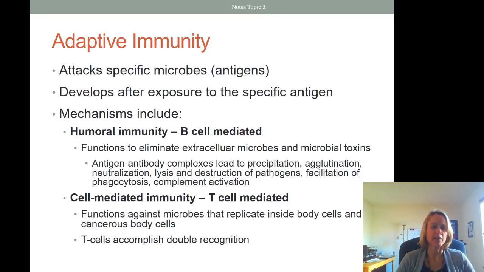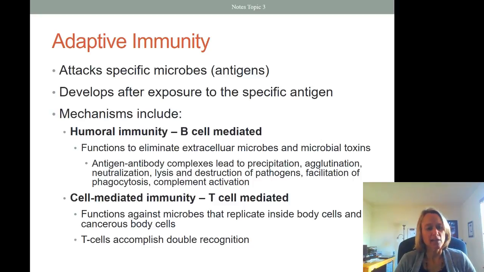So let's talk about adaptive immunity. So adaptive immunity, this is what you acquire. Okay, you're not born with it. And adaptive immunity attacks specific microbes referred to as antigens. It develops after exposure to that specific antigen. That's why we give vaccines, okay, because we want to acquire that immunity.